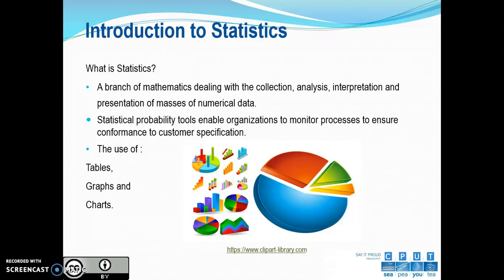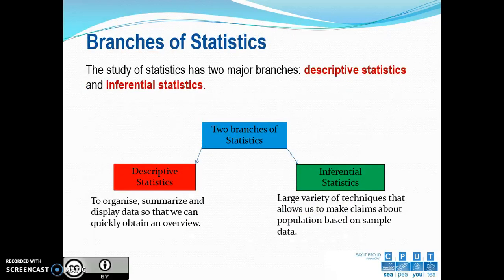data to assist in making more effective decisions. Statistical probability tools enable organizations to monitor processes to ensure conformance to customer specification. The use of tables, graphs, and charts plays a vital role in presenting the data being used to draw these conclusions. The study of statistics has two major branches, namely descriptive statistics and inferential statistics.